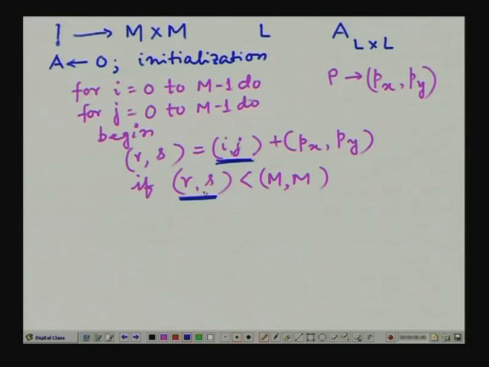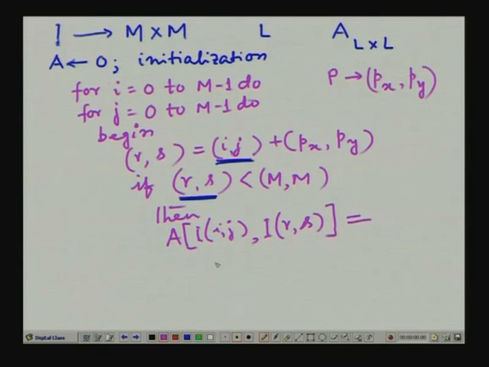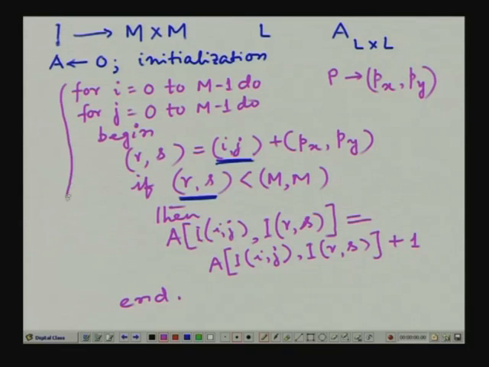So, using those intensity values as indices in our matrix capital A, I can increment the corresponding location in matrix capital A by 1. So, our operation will be that if this is true, then A[I(ij), I(RS)] has to be incremented by 1. So, this becomes A[I(ij), I(RS)] plus 1, and this is where our iteration ends.